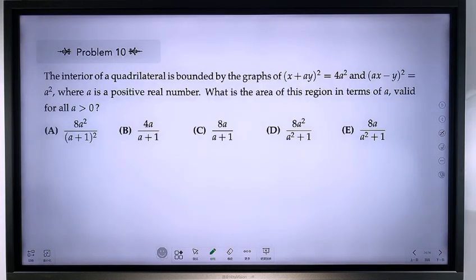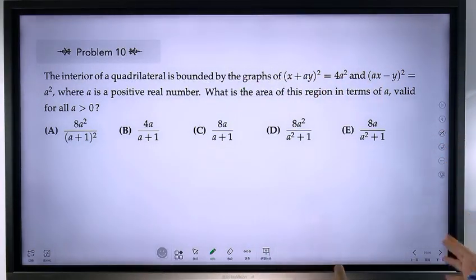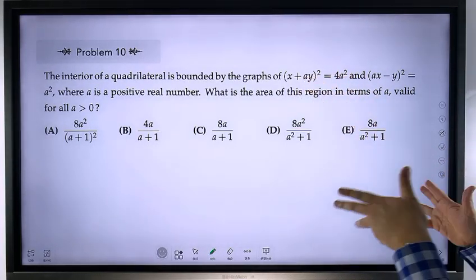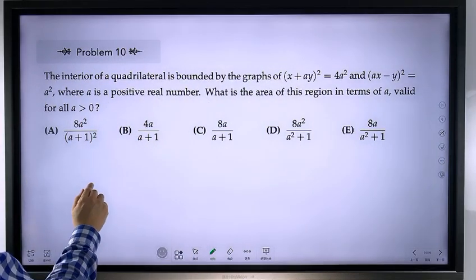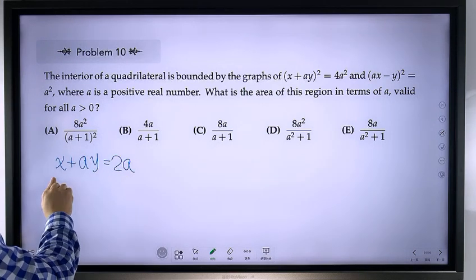Okay, one final thing is again, this ranks number 10 according to problem difficulty. And again, for this one, it's about a quadrilateral formed by the two graphs. And from the algebra, for this kind of coordinate geometry problem, we can think of algebra and geometry by whatever way we like. Okay, so this has a squared equals b squared. So it means what? It must mean that x plus ay must be either 2a or negative 2a.